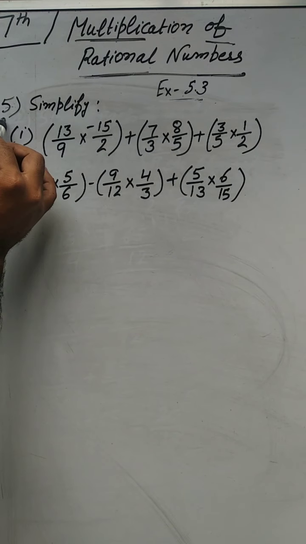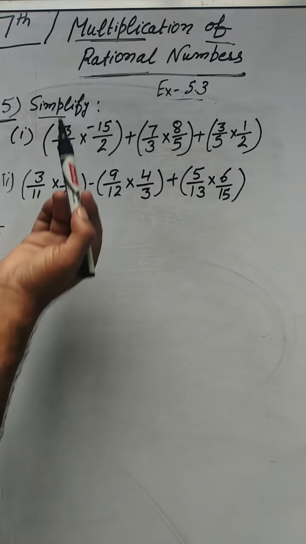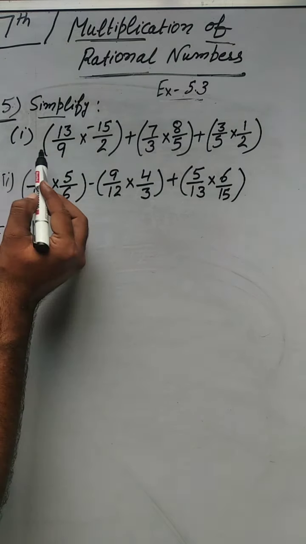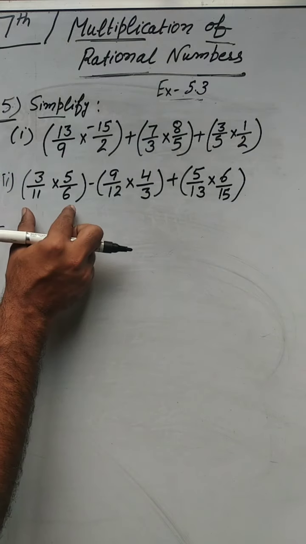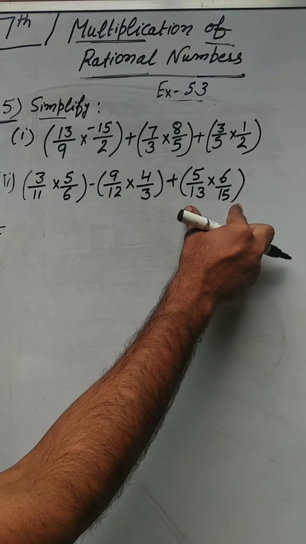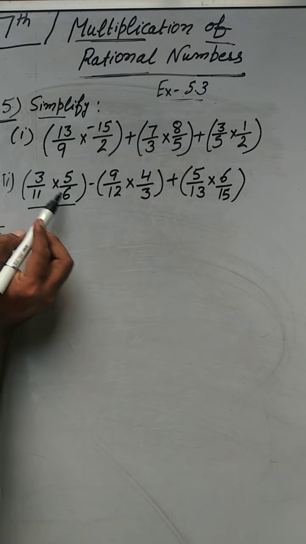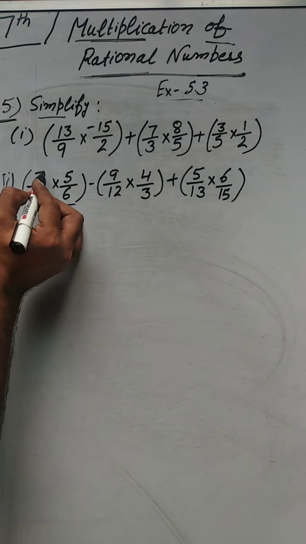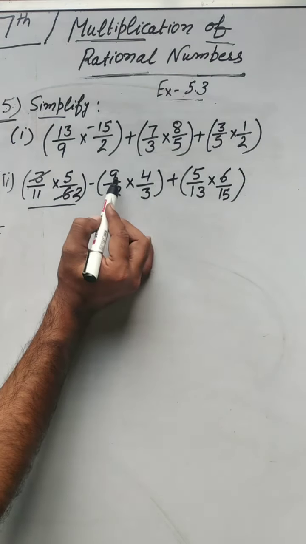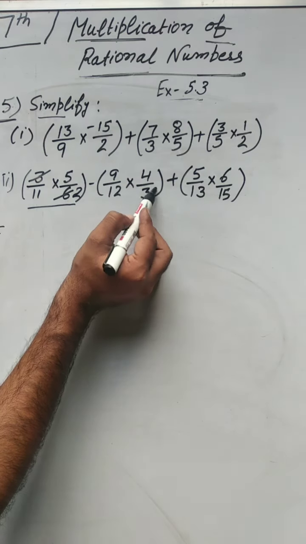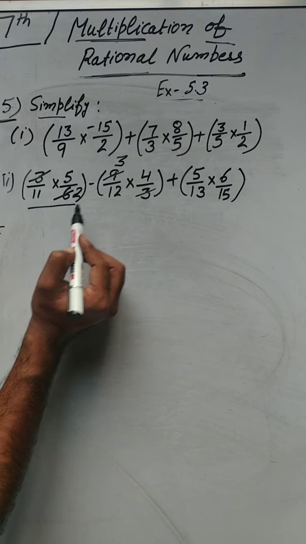Yes beta, question fifth, the last question of exercise 5.3. As like the question 4th, we have to simplify it. First part beta, try by yourself. I will explain the second part. Firstly, as like the question 4th, we will solve the brackets. Now beta, in the first bracket, look here. 6 and 3. 6 is on the table of 3. We can cancel it. 3 2s are 6. Similarly beta, 9, 3. 9 can be cancelled on the table of 3. 3 3s are 9. Okay, beta.